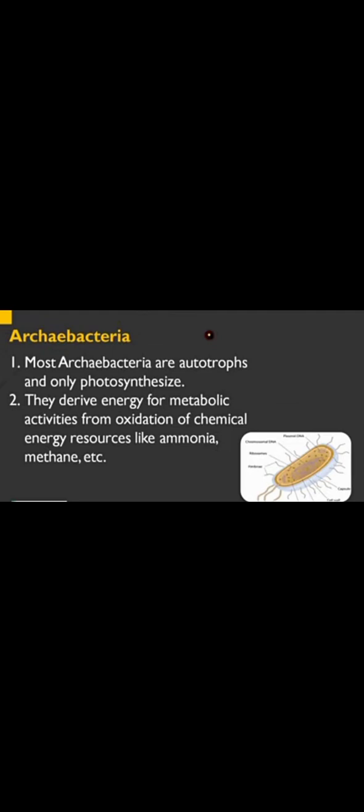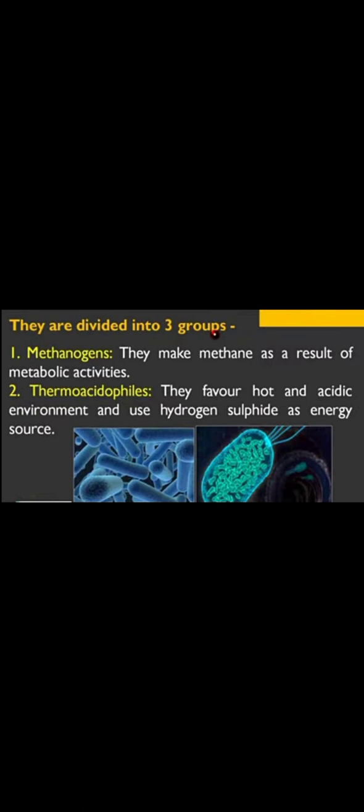Most of the Archaebacteria are autotrophs. They derive energy from metabolic activities, from the oxidation of chemical energy sources. So from where do they get the energy? From the oxidation of chemical energy sources like ammonia, methane, etc. Then these Archaebacteria are divided into three groups.